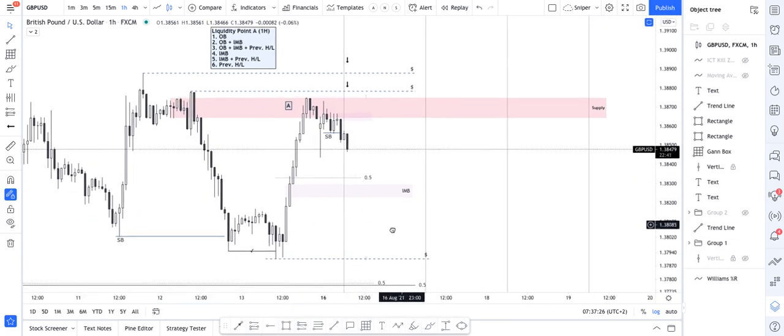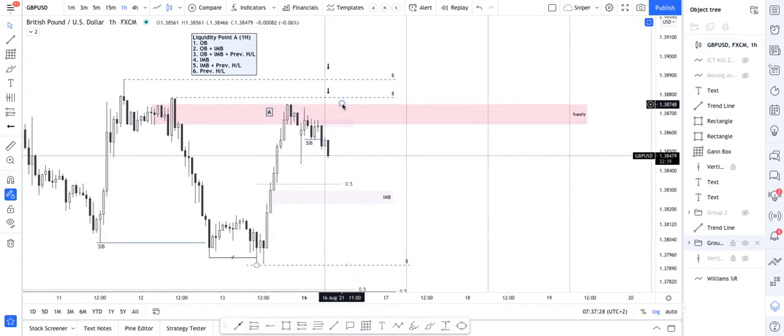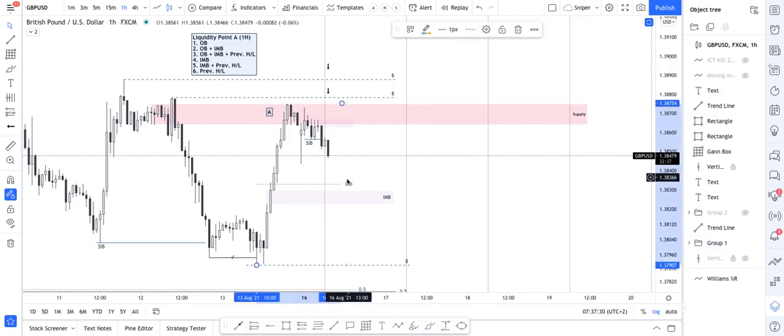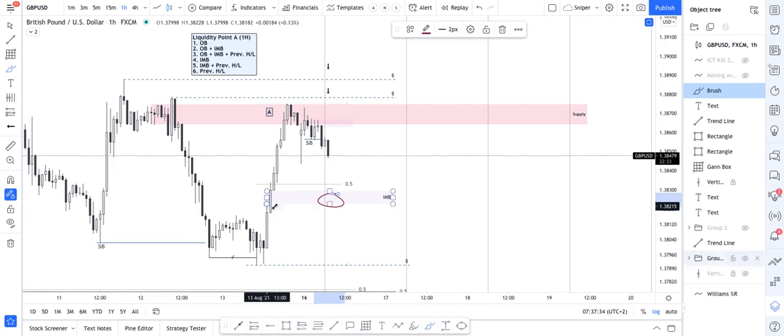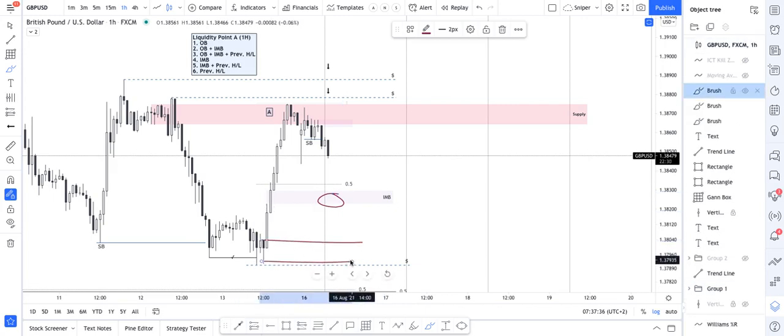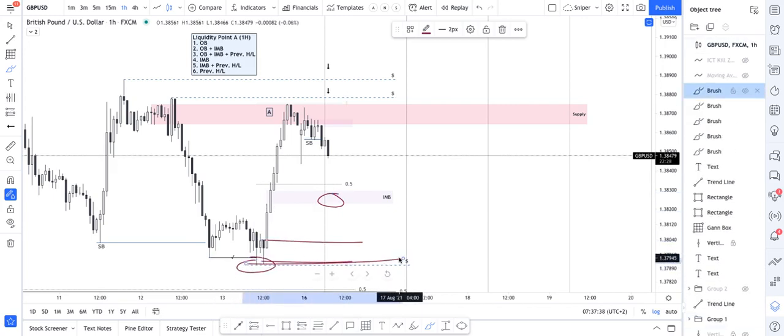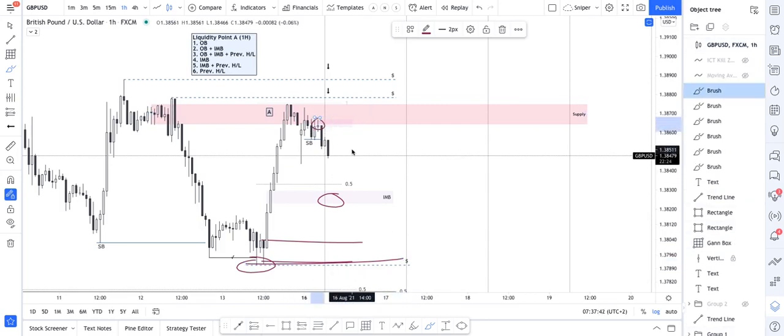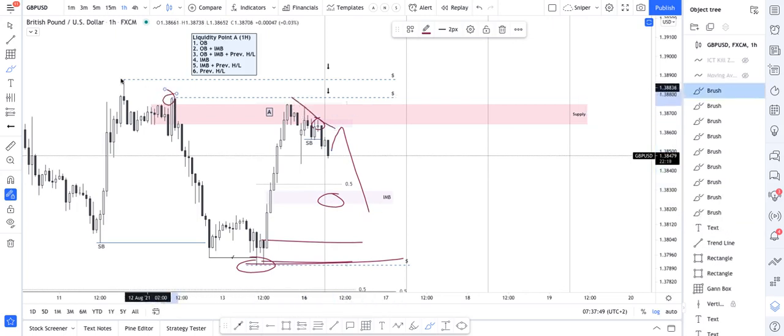Okay, we have now this impulse leg, so I have this impulse leg marked. We're probably going to move towards the discount, that area. So we have an imbalance over here. We have an old order block over there. We have an old low over here. Moving there, we have a small range over there, which could be an order block to go short from. We have this trend line liquidity, and we have these highs over here.